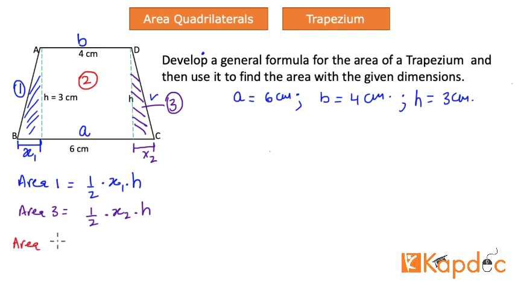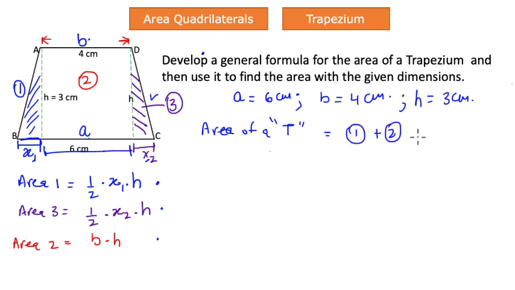Now all that remains is area number 2, the middle portion, which is a rectangle with the height h and the dimension b on the top side. This is my rectangle, so area 2 is equal to b times h. In that case, what will be the total area of this trapezium? I have the individual areas of each one of the parts, so the area of the trapezium, let's say it is T, is equal to area 1 plus area 2 plus area 3. That's why we were breaking this down into three parts.